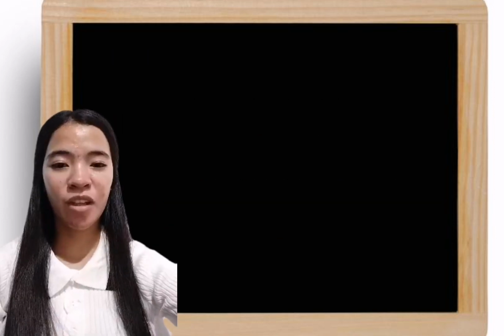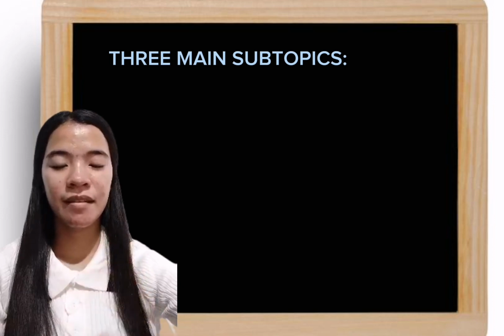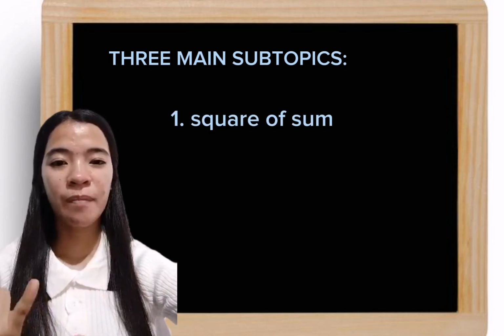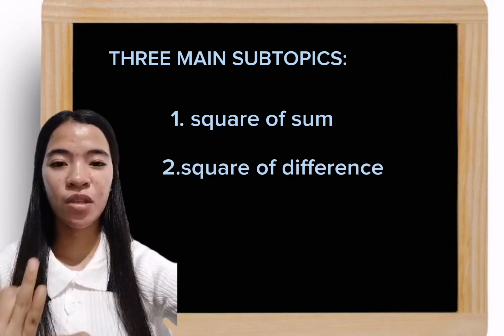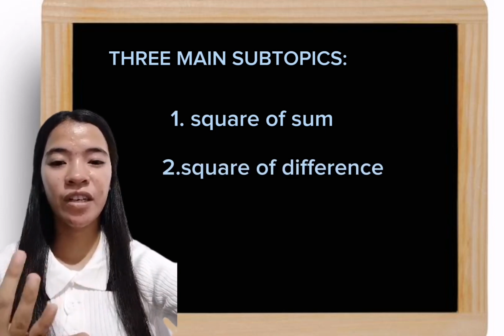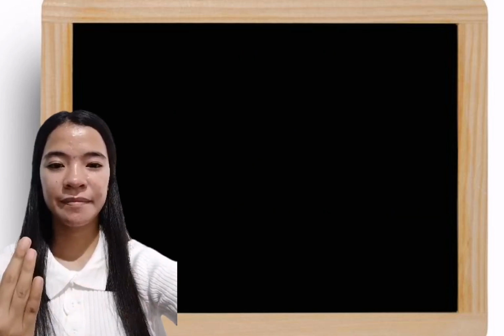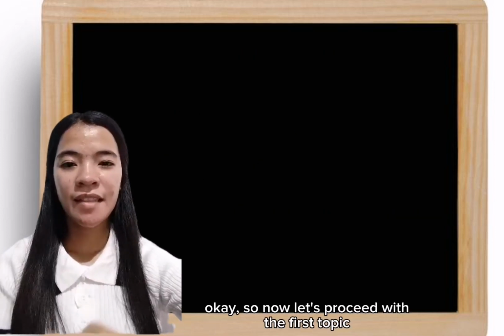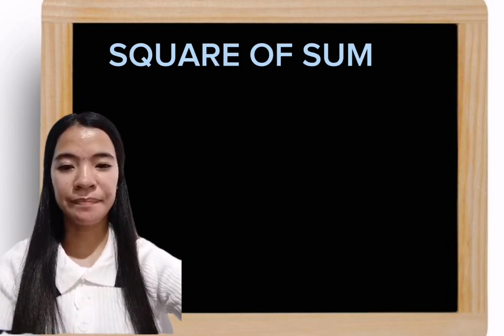Solving the special binomial products, so we have three main subtopics. The first one, we have the square of sums. The second one, we have the square of difference. And for the third one, we have the product of the sum and difference. Okay, so now, let's proceed with the first topic, which is the square of sum.